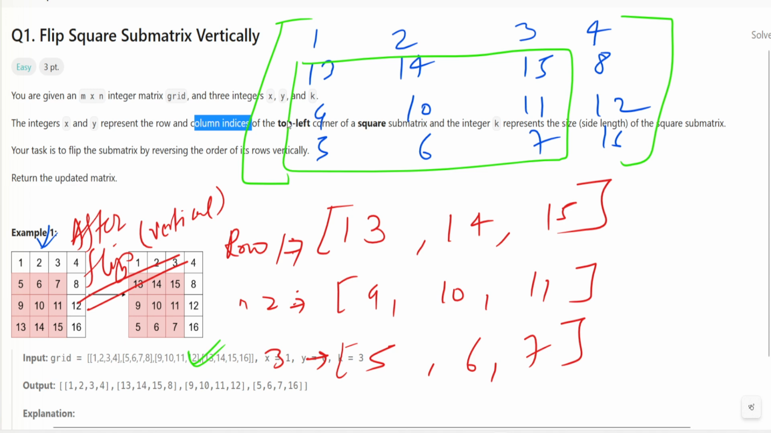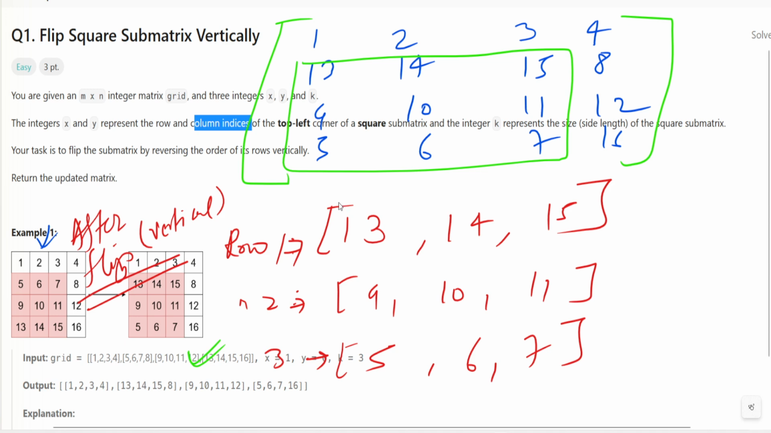If you notice, what is the concept here? We are flipping only the square submatrix starting at x and y with the size k that we have seen. We will flip the rows only, meaning the last row will go to the first row and the first row will come to the last one. Vertically we have to do it.